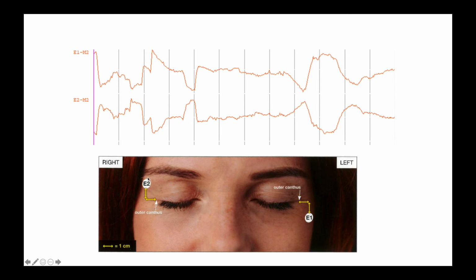By putting the right eyelid above the eye and on the outside, and the left eyelid below the eye and on the outside, it means that any eye movement is going to cause these waveforms to go in opposite directions. So I can tell that these are true eye movements because the waves are basically mirror images of each other.